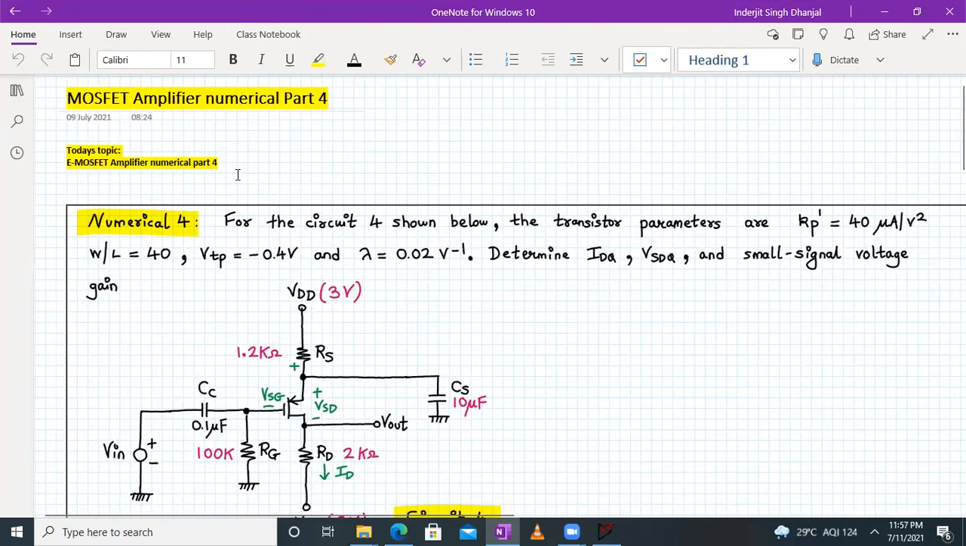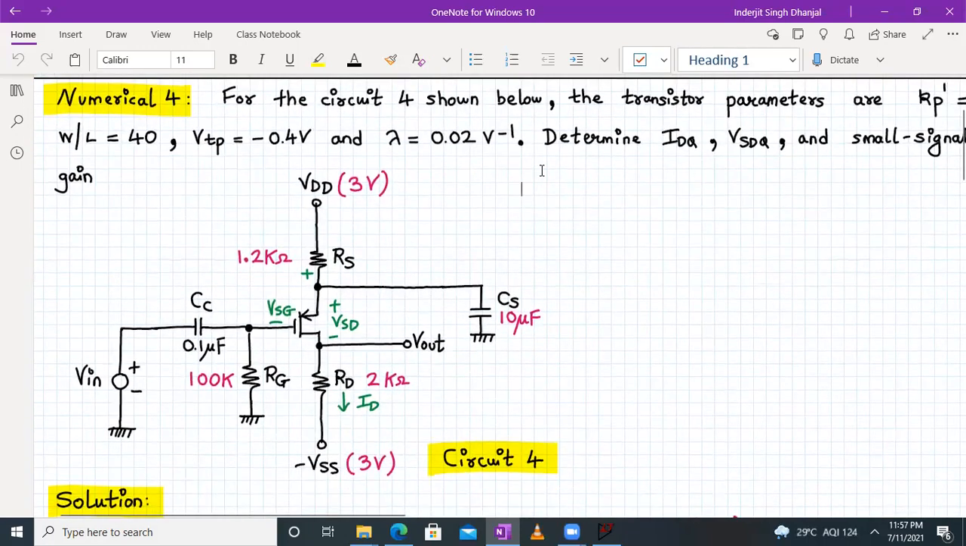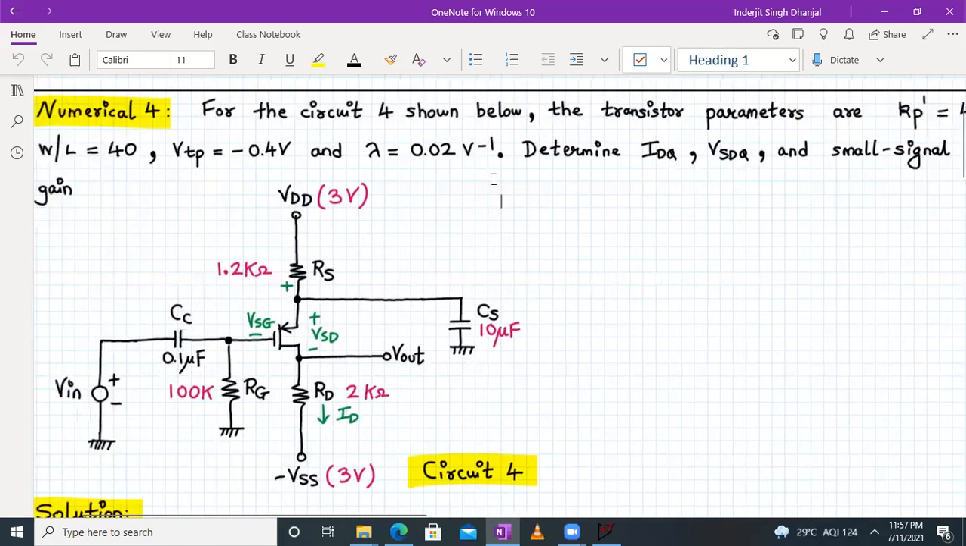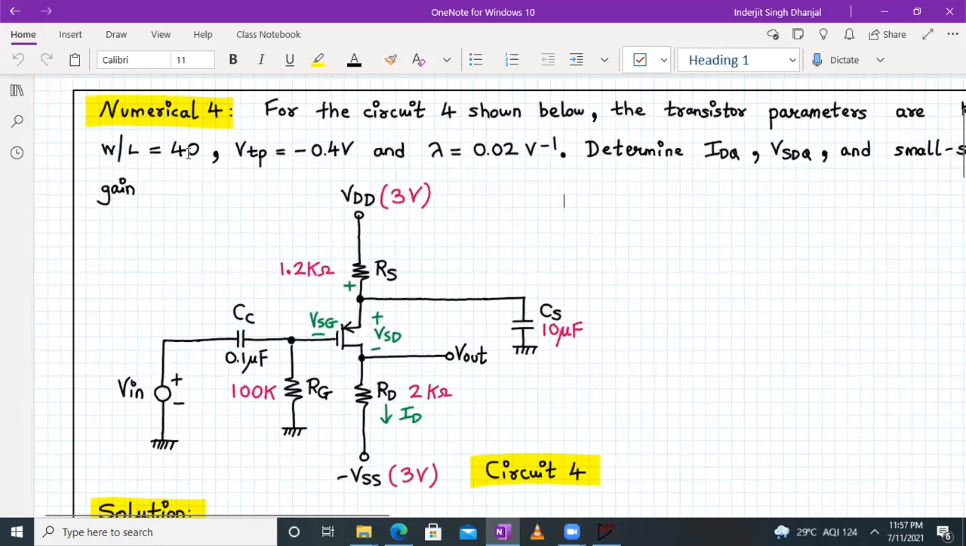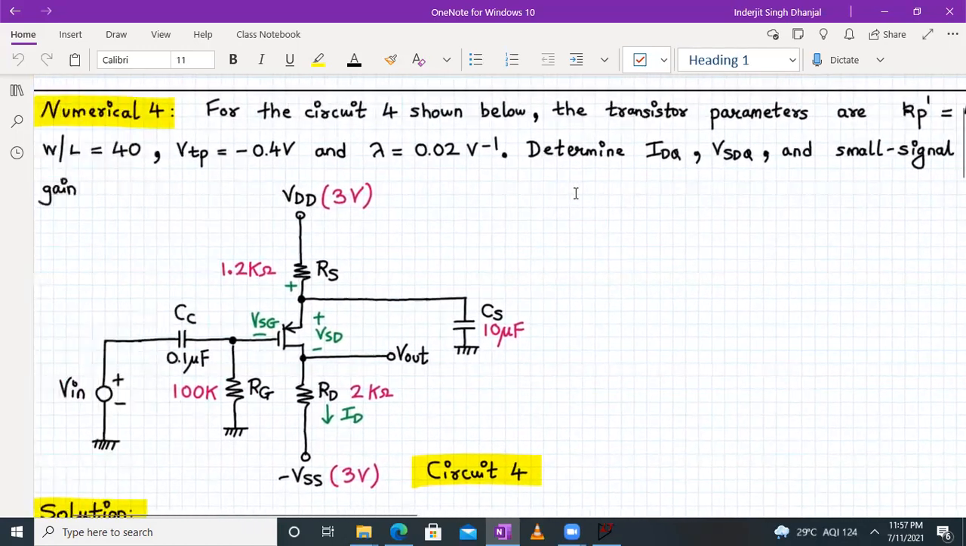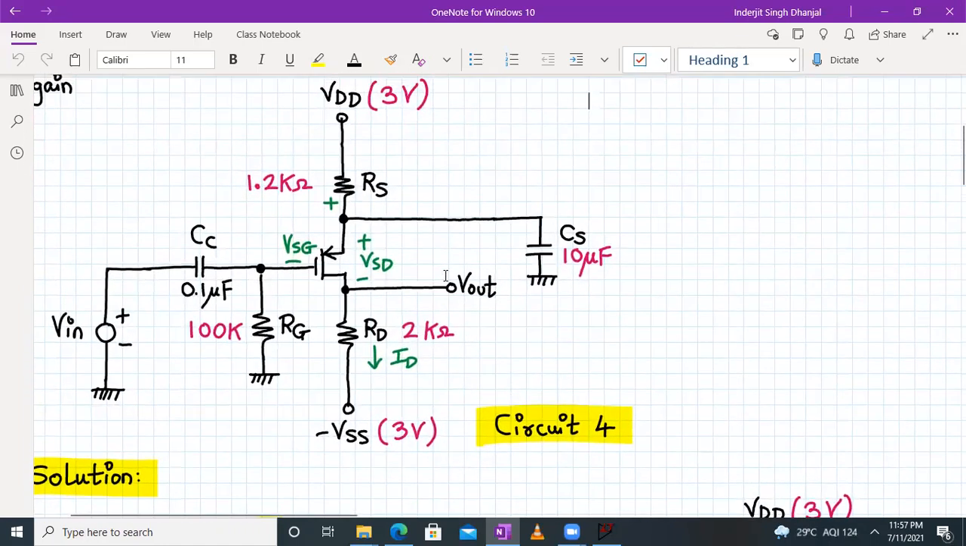Okay, so for the next numerical, we have circuit number 4. The transistor parameters are: Kp' is given as 40 microampere per volt squared, W by L is given as 40, VTP is given as minus 0.4 and lambda is given as 0.02 per volt. We have to determine IDQ, VSDQ and the small signal voltage gain. And this is the circuit diagram given to us.